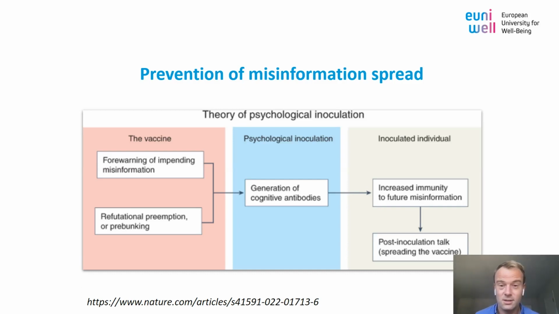Well, there's the vaccine part, which is really a forewarning of impending misinformation, a forecast of, hey, misinformation is coming. Someone's going to say this, and we predict that they're going to say this and that, and it's going to be incorrect. Don't listen to them. It's a fallacy, and here are the facts instead. Once that is done, there's a process of psychological inoculation, which is hypothesized according to this theory, where the person generates cognitive antibodies. Of course, these cognitive antibodies don't exist, but it's a very good analogy.